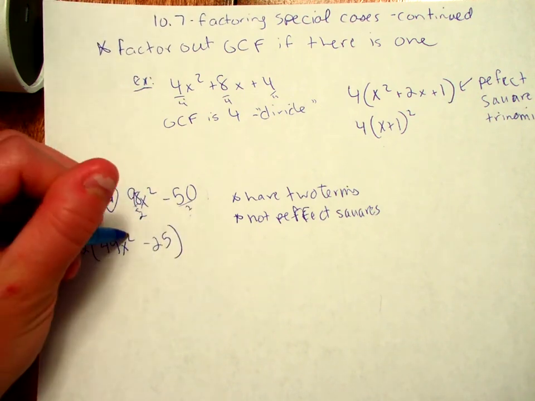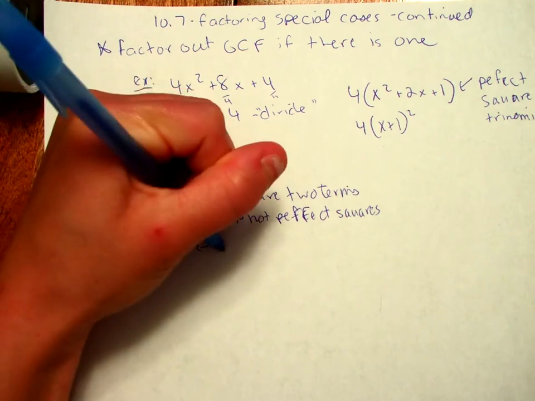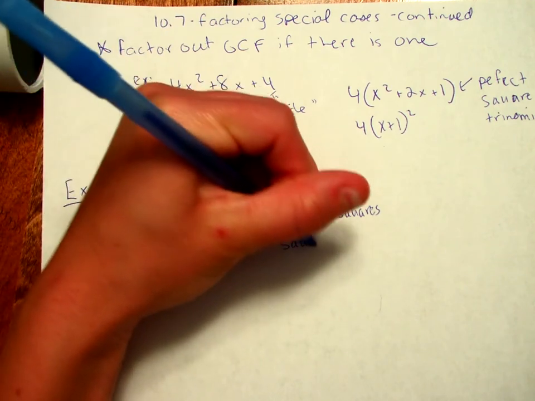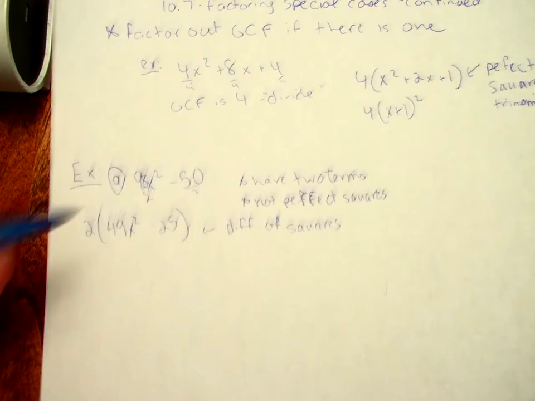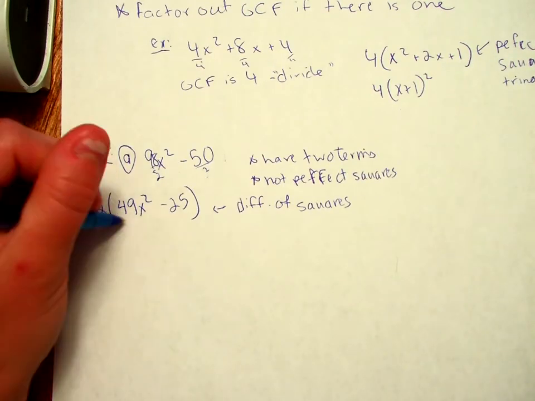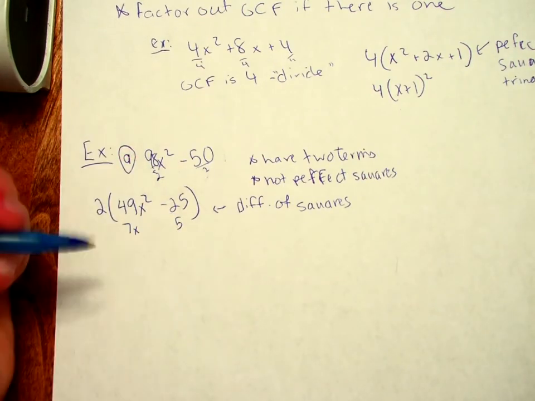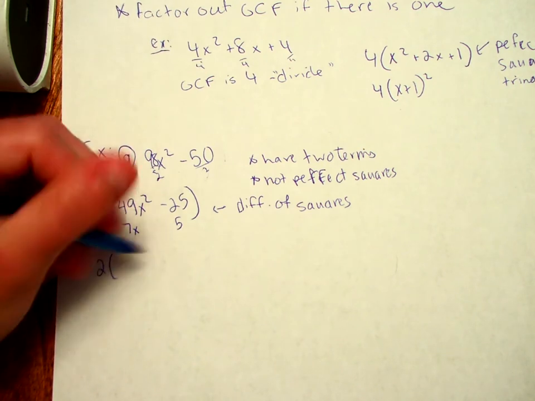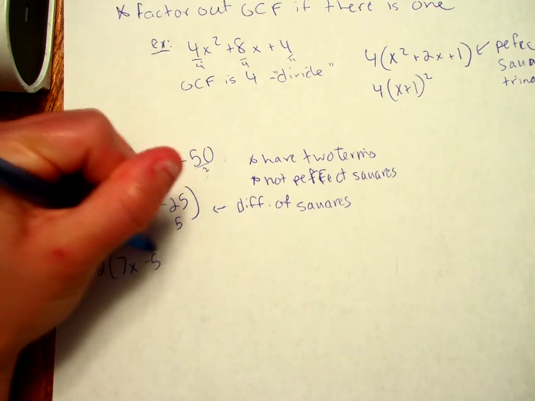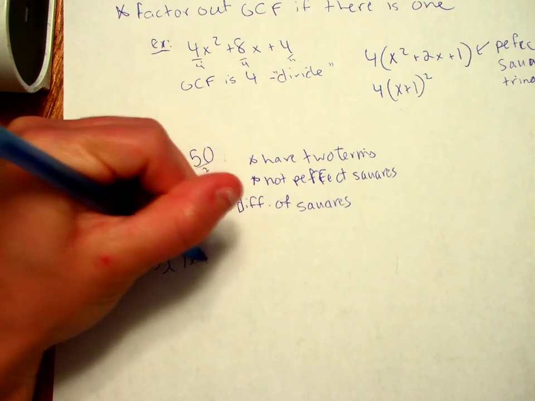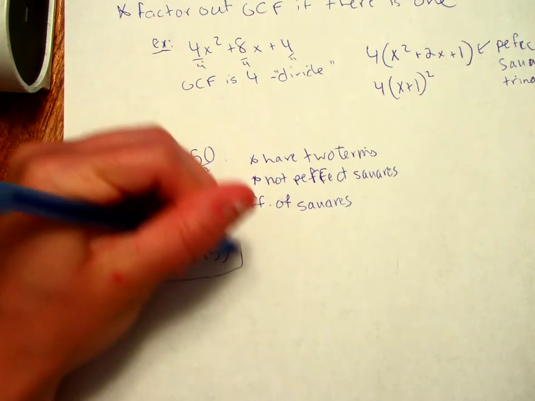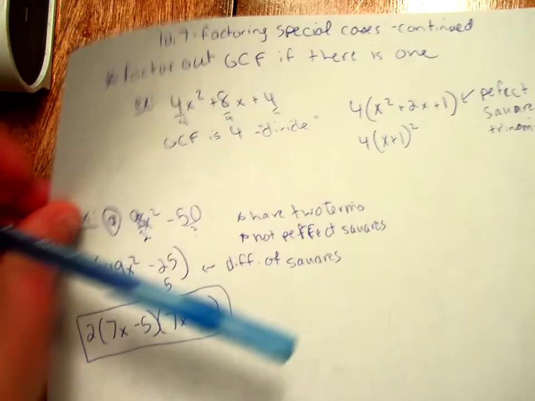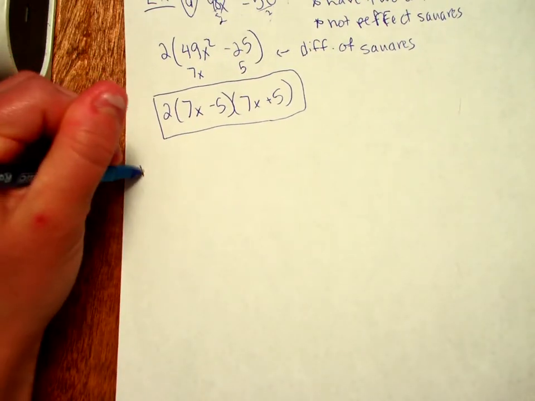Now I can factor using difference of squares, because that is a perfect square, and that is a perfect square. Remember, the 2 has to stay. So it becomes 2, 7x minus 5, 7x plus 5. Not too bad.